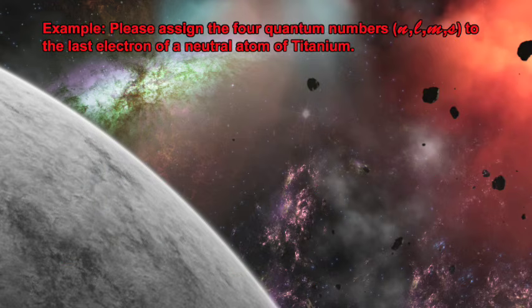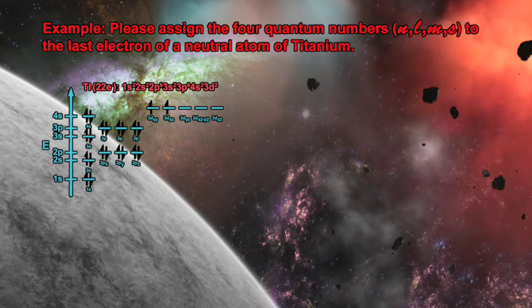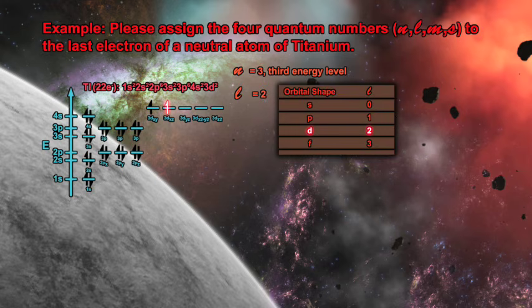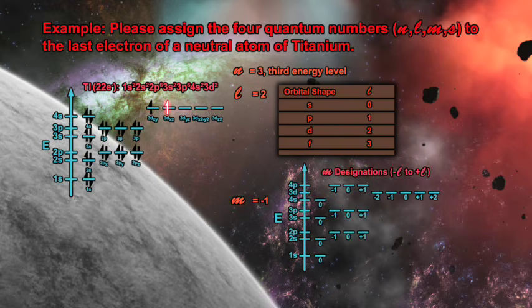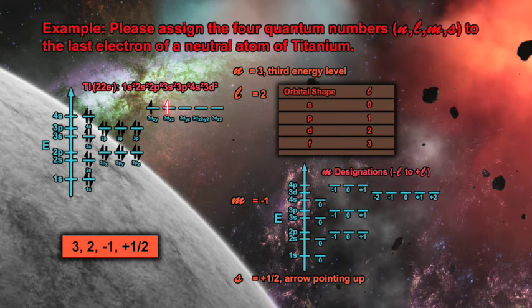In the next example, we are asked to assign the 4 quantum numbers to the last electron of an atom of titanium. From the electron configuration diagram, we see that we need to fully describe the second 3d electron. The electron is in the 3rd energy level, thus n is 3. It occupies a d orbital, thus L is 2. M is -1, and the electron is pointing up, therefore it is +1/2. Thus, the 4 quantum numbers are 3, 2, -1, and +1/2.